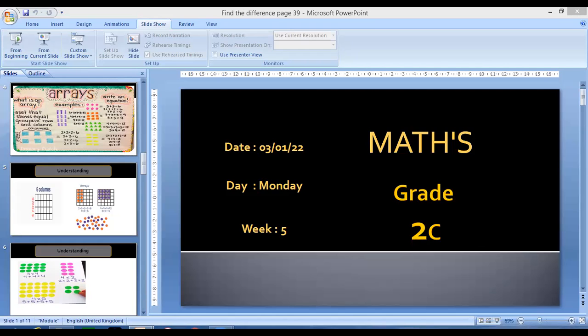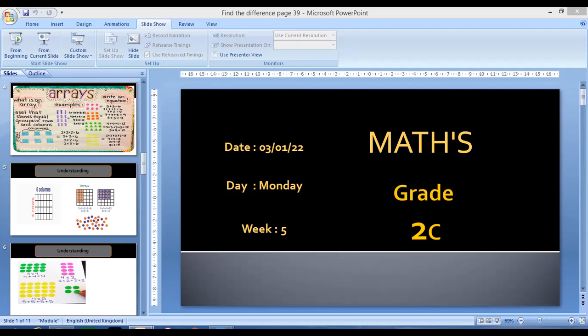So what is an array? First, let's see the definition of an array: a set that shows equal groups in rows and columns is called an array. What is an array? A set that shows equal groups in rows and columns.